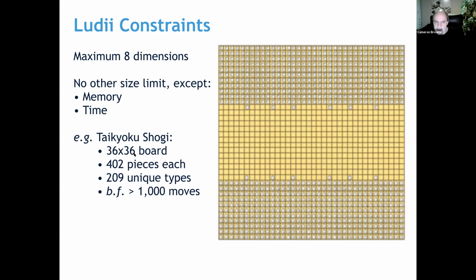It's played on a 36 by 36 board with 402 pieces each. I believe this is the most complex board game played by human beings. A typical game will have branching factors exceeding 1,000 moves per turn. This is a very complex game, but was modelled in Ludi quite easily.